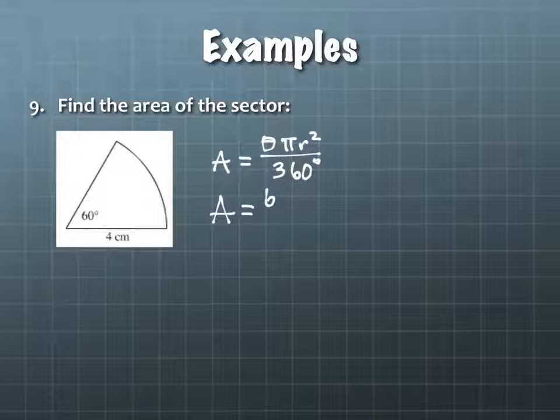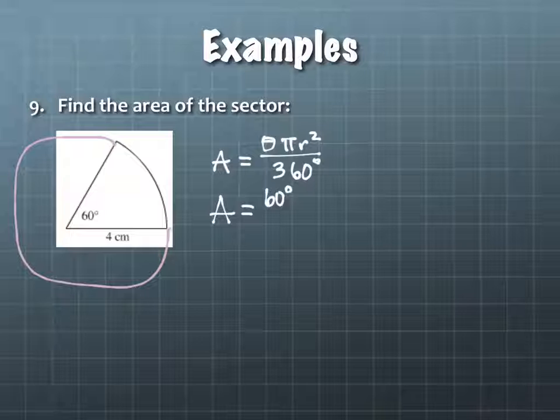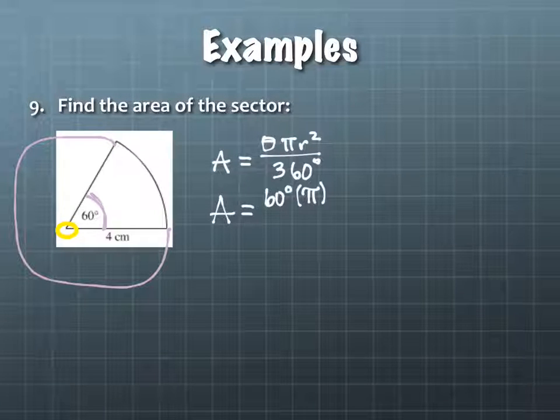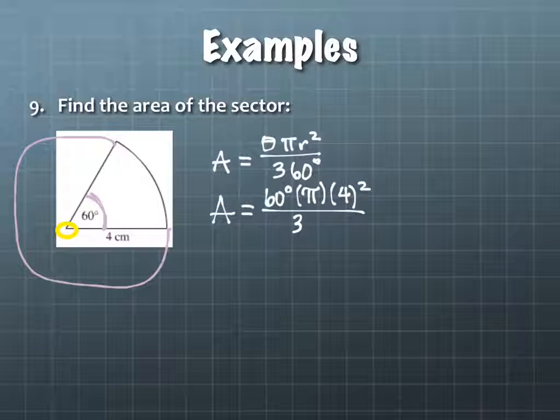So what is the angle theta in this particular sector? 60 degrees. And notice that it's always measured as the central angle. This one they don't show you the whole circle, but the center is right here, for this to actually work. Pi is the number pi. What is r? 4. Again, it's the radius of the circle. Make sure you've got that squared, and then divided by the 360 degrees.